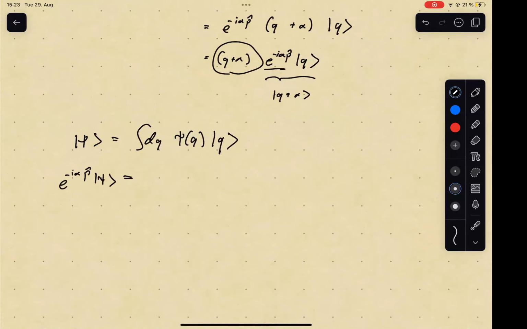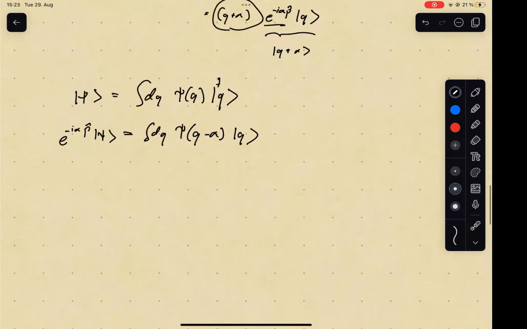I'm just going to apply it to this part in the back, the q, and then I can substitute q minus alpha. So now effectively what you'll see is that this operator has shifted the wave function from psi of q to psi of q minus alpha. So if before the wave function was 0 at 0, now it's going to be 0 at alpha, and so on and so forth. So what you've effectively done is you've taken the whole wave function and shifted it to the right. Okay. That's why this kind of operator we call the displacement operator, because it takes a state and it displaces it. Okay.